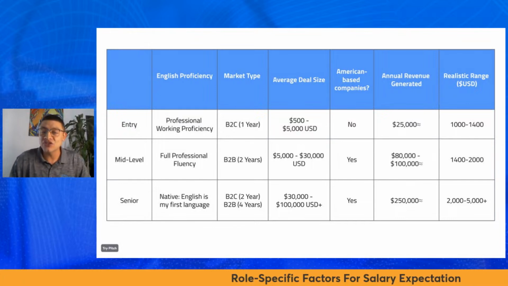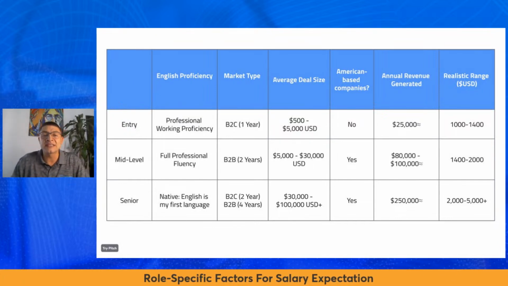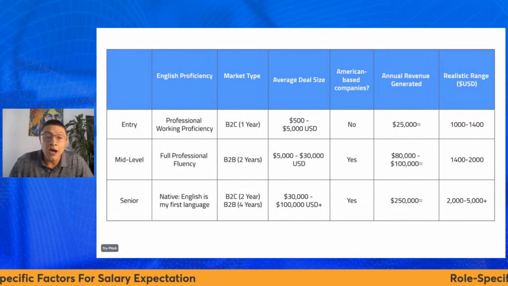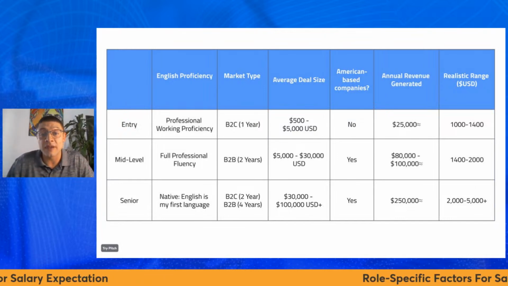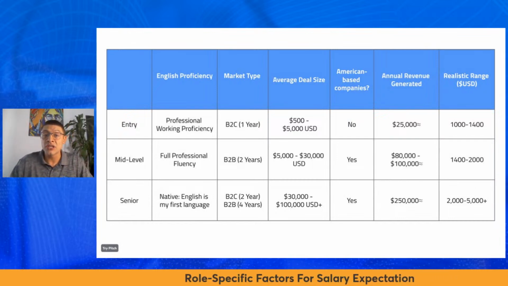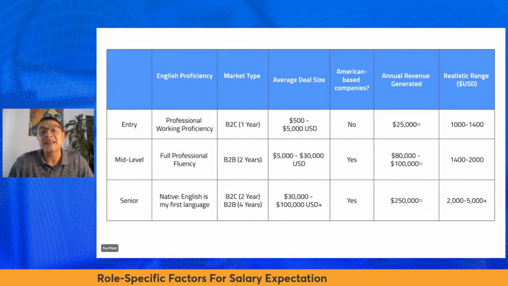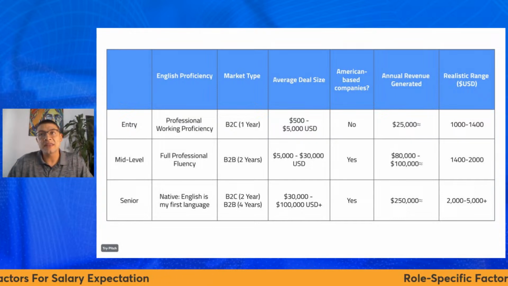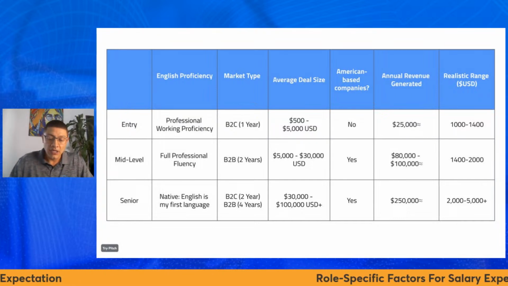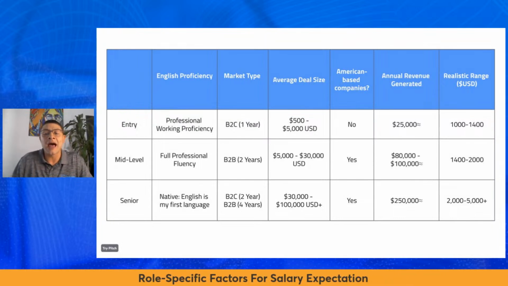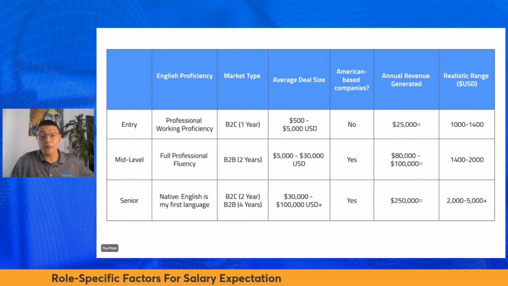As you guys know, full proficiency B2C has been the only type of market that they've been exposed to. The average deal size that they've been accustomed to has been anywhere from $500 to $5,000. Have they worked for American-based companies? So this is a big one. When you are expressing this, it's all on how you're able to sell yourself, but we're never going to lie about whether we've worked for American companies before.